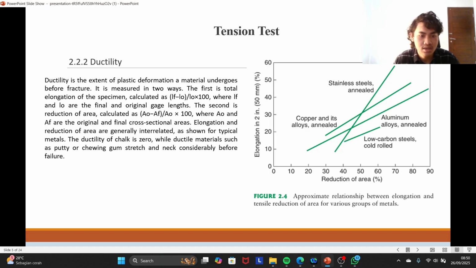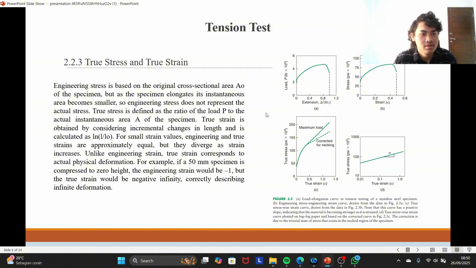The ductility of chalk is zero, while ductile materials such as putty or chewing gum stretch and neck considerably before failure. In this table, they have stainless steel, copper and its alloys, aluminum alloys, and low carbon steel. Okay. Next, true stress and true strain.